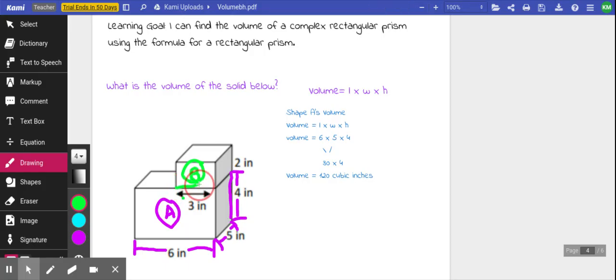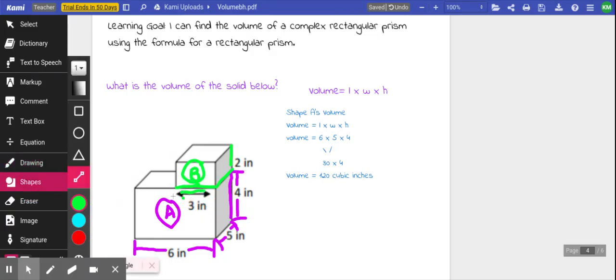I'm just going to mark all the parts. The length of shape A is here. The width would be along the side, and the height would be over here. So we can already see that based on here, they told us the length of shape B is 3 inches. Do we see that? It tells us 3, and I'm just going to circle that it says 3 inches there.